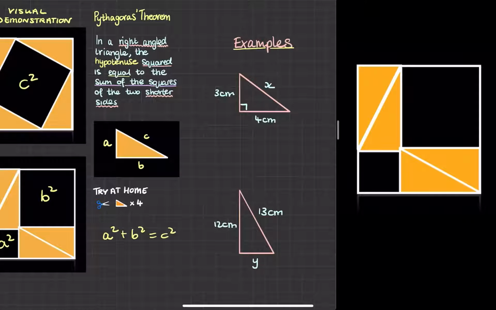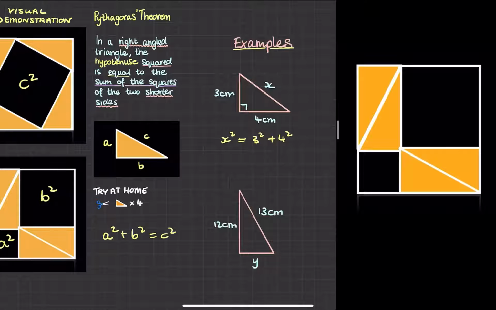So here I've got a triangle, and I want to work out what this missing side is. So I'm going to write out Pythagoras' theorem. It says here, in a right-angled triangle, the hypotenuse squared is equal to the sum of the squares of the 2 shorter sides. So this is my hypotenuse, so it's called x, so we can say x squared is equal to the sum of the squares of the 2 shorter sides. So that means 3 squared plus 4 squared.